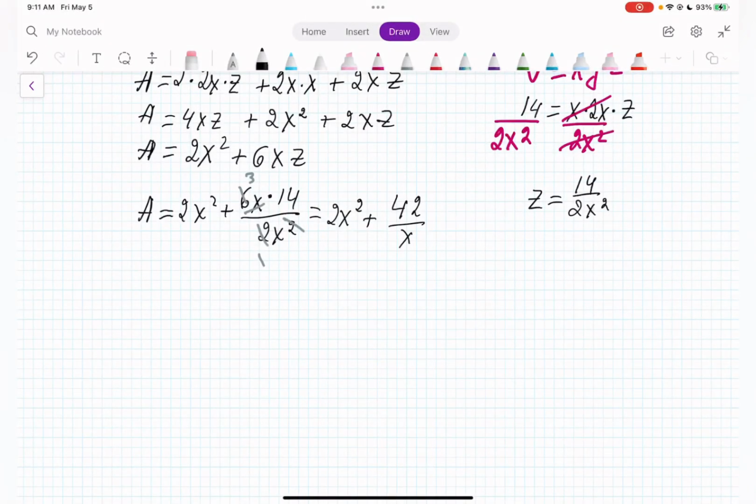Okay, so now since we expressed with x, we can, with clean conscience, go ahead and take the derivative. The derivative A prime is equal to 4x. Now 42 over x: 42 is going to stay, and I'm going to take care of 1 over x, because 42 over x is the same thing as 42 times 1 over x. So 1 over x I'm representing as x to the power negative 1. That's a formula.